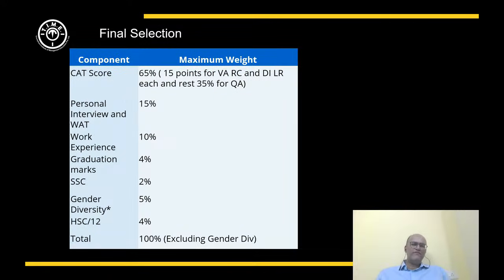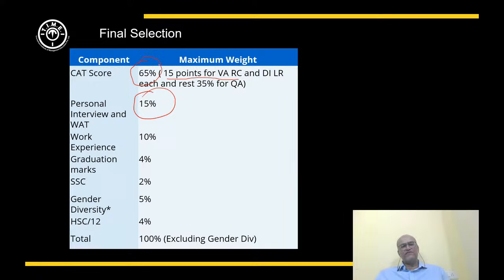Now, once you underwent the WAT and PI round, that's when the final selection was carried out. So, personal interview and your performance in WAT together accounted for 15% weightage. But look at the weightage for CAT, it was humongous, 65%. But what is interesting is the way they designed this 65% weightage, they said 15 points out of those 65 points.